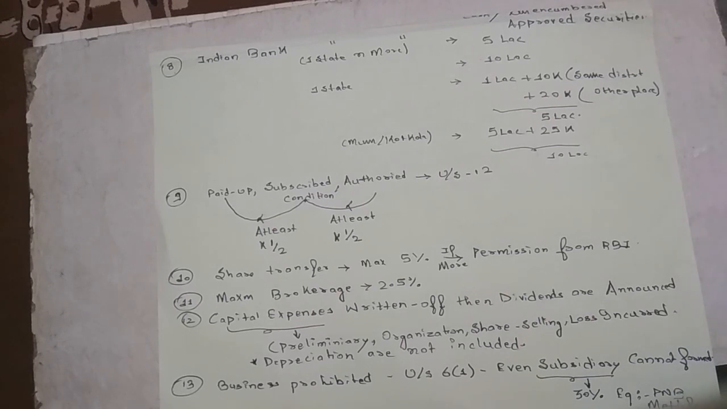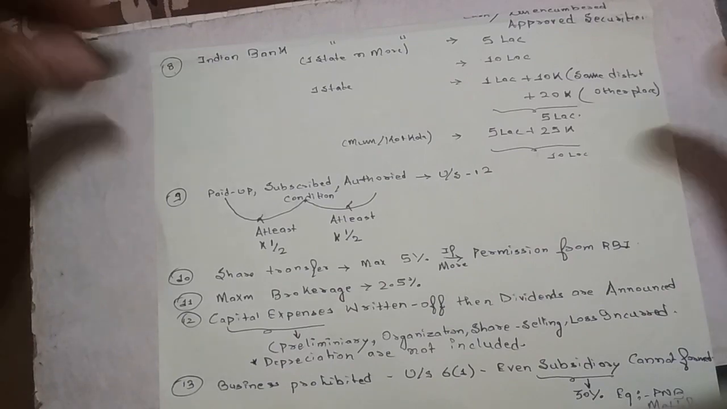This question could be asked: which among these are not included in the capital expenses? Business prohibited under Section 6(1). As we know, there are lots of businesses, like selling articles or goods, that are not allowed to banking, and it's mentioned in Section 6(1). So even if a banking company has a subsidiary, like Punjab National Bank has PNB MetLife, they should also comply with Section 6(1). Then only will it be allowed to run.